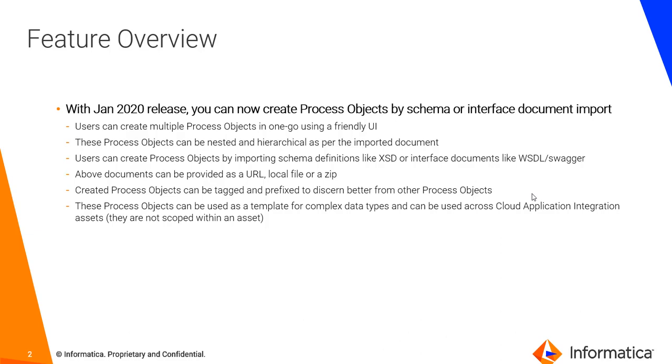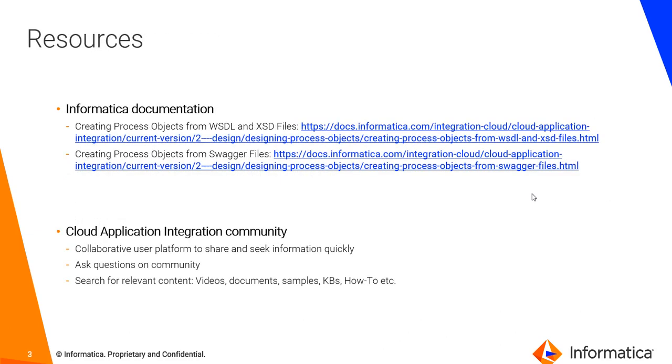We will follow this up with a demo, but before we move forward, I also want to give you some resources in this regard. You can always refer to the Informatica documentation, the links for which I mention here. This will give you more detail on a step-by-step process on how to create process objects by importing WSDL, Swagger or XSD definitions. You can always reach out to the Cloud Application Integration community, which is a very vibrant community where you can seek answers for your queries. You can ask questions, search for content, and find content as per relevance. With that said, let me show you how this feature works on a live setup.